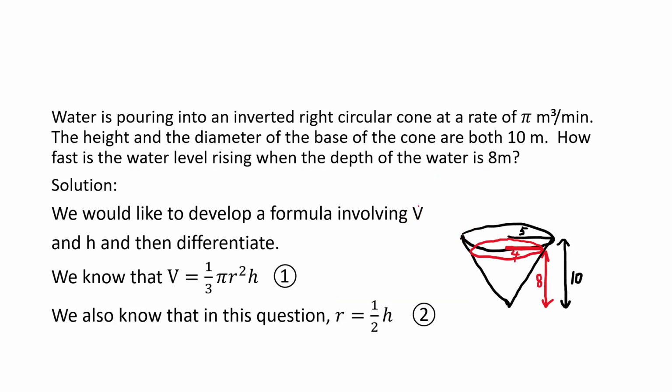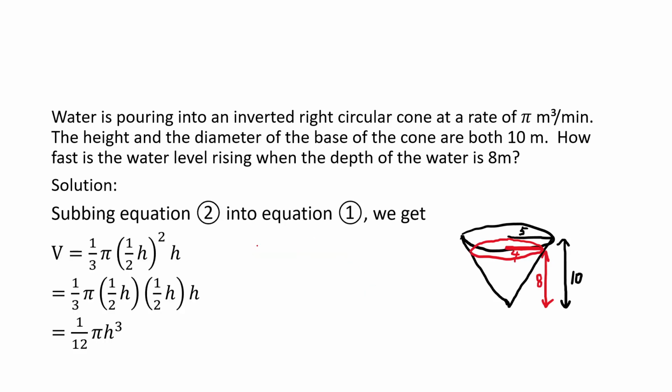Okay? So we know a formula for the volume of a cone is V equals 1/3 pi r squared h. But remember our earlier discussion that r is 1/2 of h? We're going to plug that in right here. And we're going to get that the volume of the cone is 1/3 pi times (1/2 h) squared times h, which is 1/12 pi h cubed.